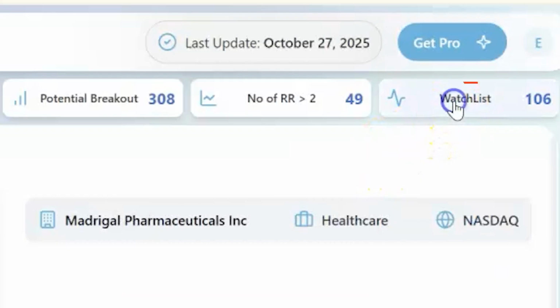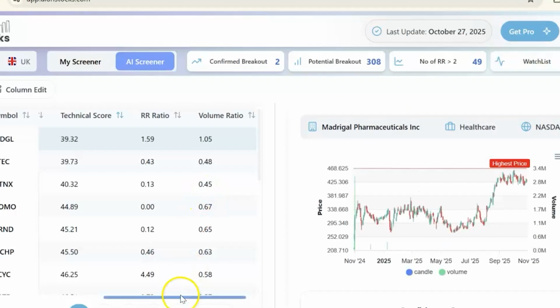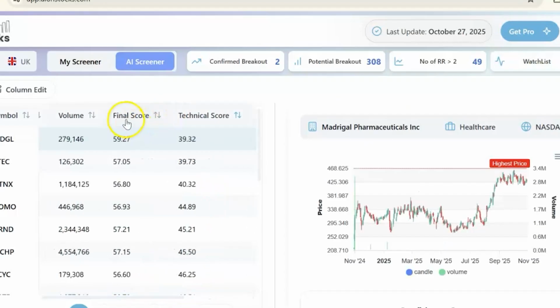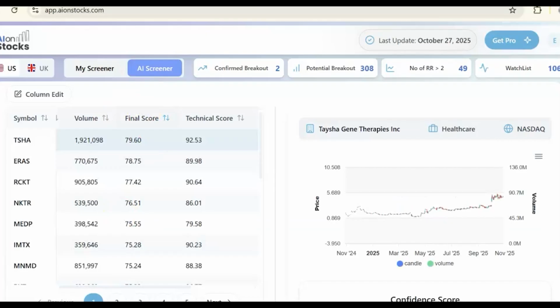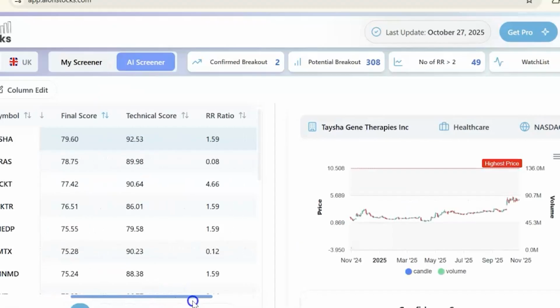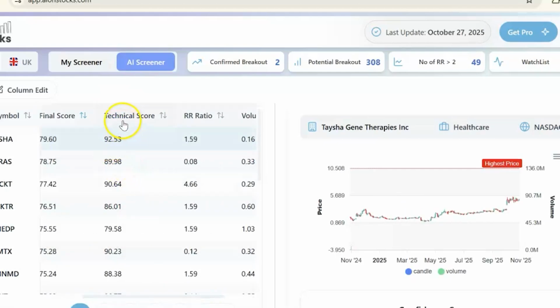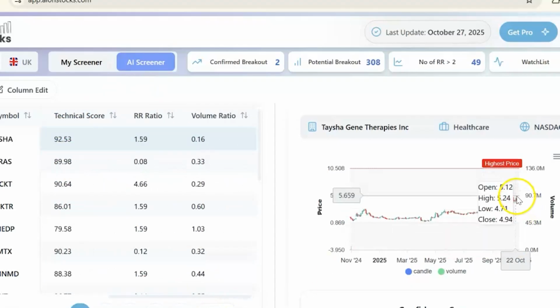The next part is the watch list. Now, these watch list stocks are also potentially quite strong stocks. You may have strong final scores on this watch list as well. The reason being, and you can see that there is also a strong technical score. You should be paying attention to this watch list. Is it a stock pattern that is matching your criteria?